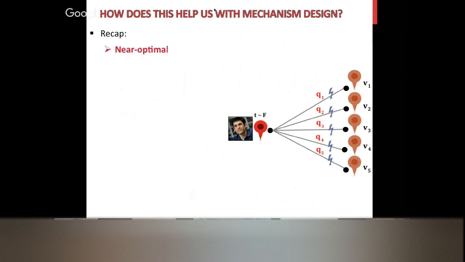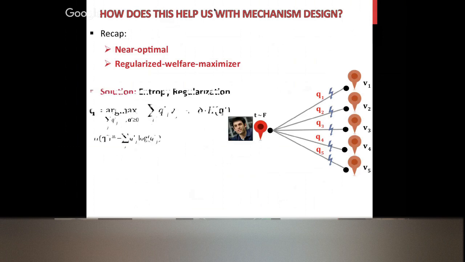Recap. We were looking for two things. First of all, we need to allocate one of the surrogates to the agent such that my allocation is near optimal. And second, I need the allocation to be a regularized welfare maximizer, because there was this theorem that said if you have a regularized welfare maximizer, there is a way of making it truthful through some payment. Okay? And suppose you know how to solve the exponential Bernoulli race problem. How can you relate these two together? Here's the way that you can do it.